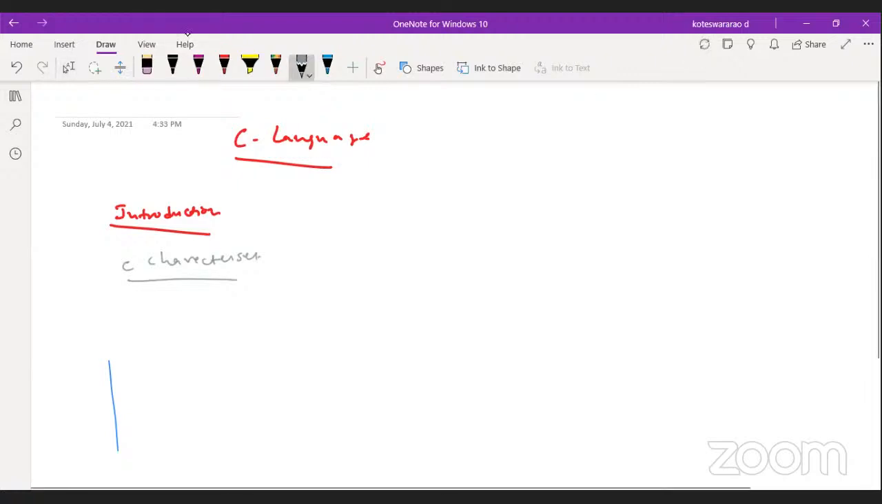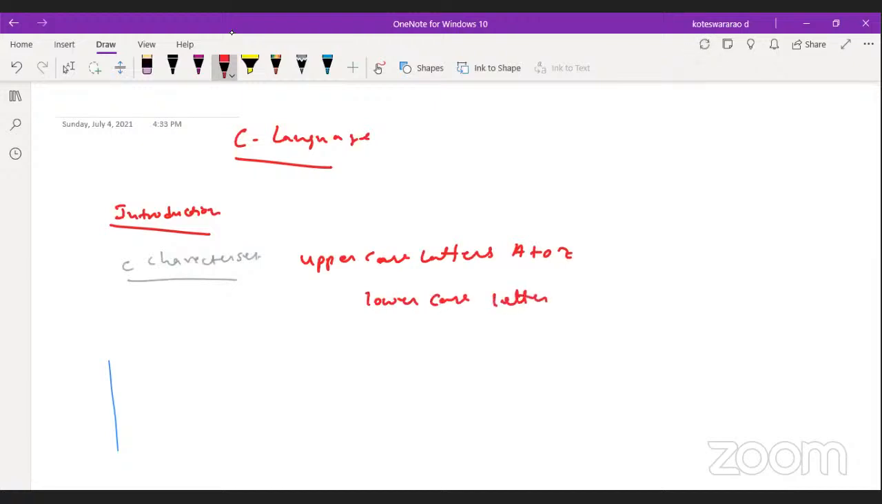In the C language we can use uppercase letters A to Z, lowercase letters small a to z, and the digits 0 to 9.